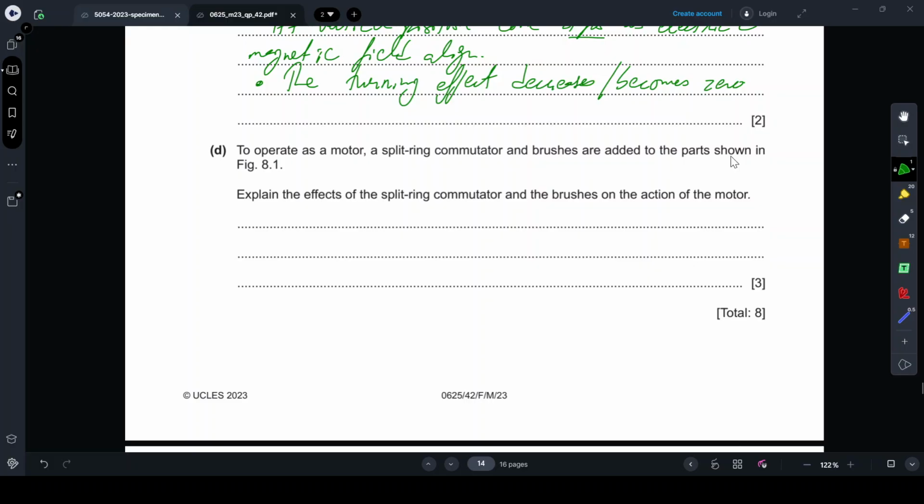The brushes provide electrical connection. We're not talking about the battery. We're talking about the split ring and the brush. Yeah, the brushes provide electrical connection. And the split ring, honestly, I don't know about the split ring. Okay. So what's going to happen to the current?